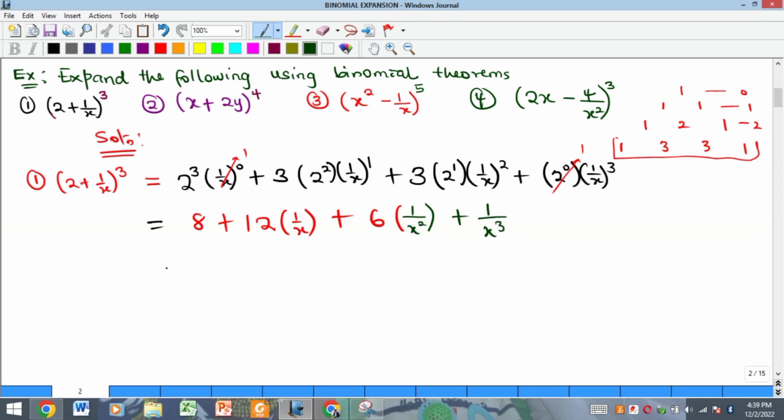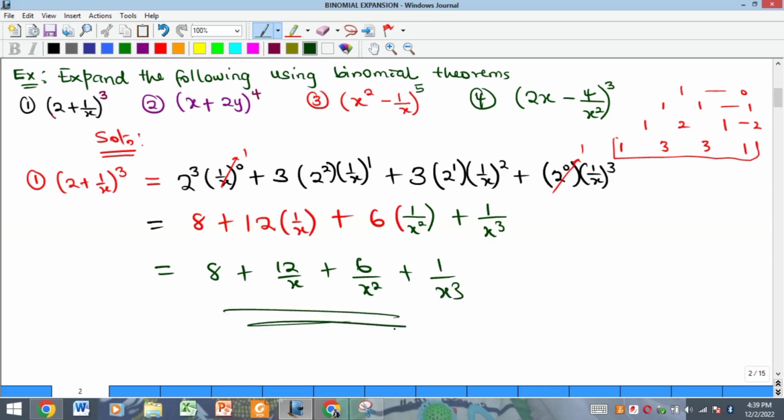And so if we try to rearrange this so that the coefficient here will become the numerator, we're going to have 8 plus 12 all over x, and then plus 6 all over x squared, and finally plus 1 all over x cubed. So this is actually the solution to this expansion. So we are done with example 1.